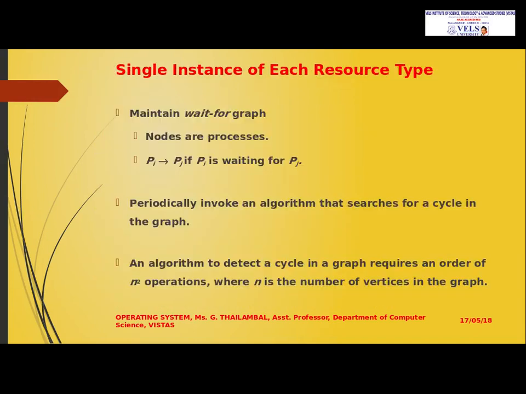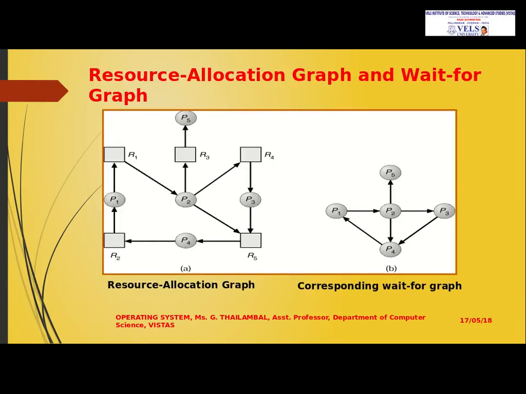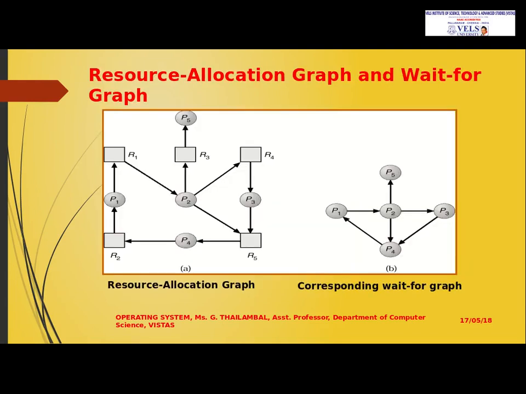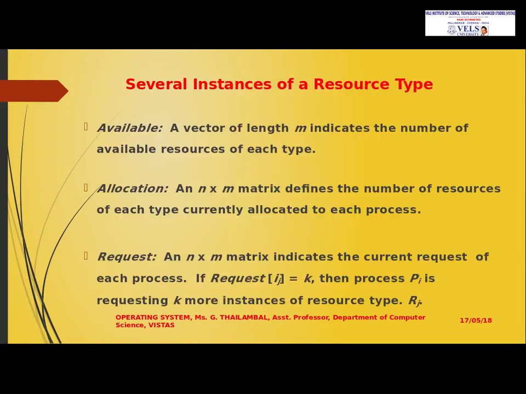And suppose the resource has only a single instance, only a single copy of it. Then every time the algorithm needs to be invoked, because it has only a single instance, it is allocated to a process, and some other process may be requesting the same resource instance. So it will periodically check with an algorithm whether a deadlock has been detected. If a deadlock has been detected, then it will do the remaining work. That's why it uses the corresponding wait-for graph for detection.